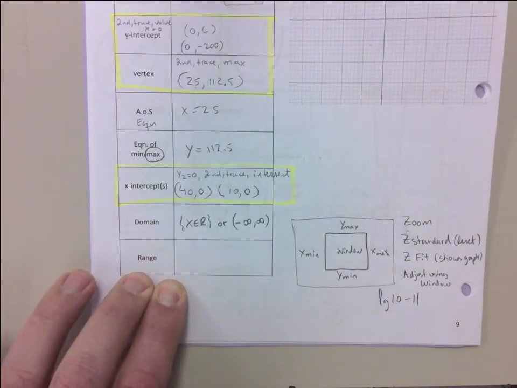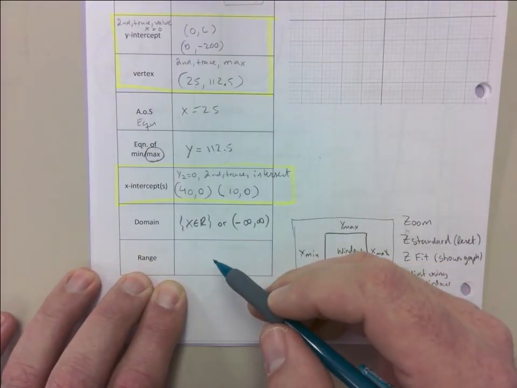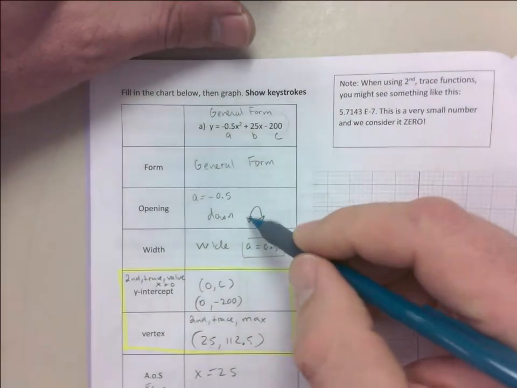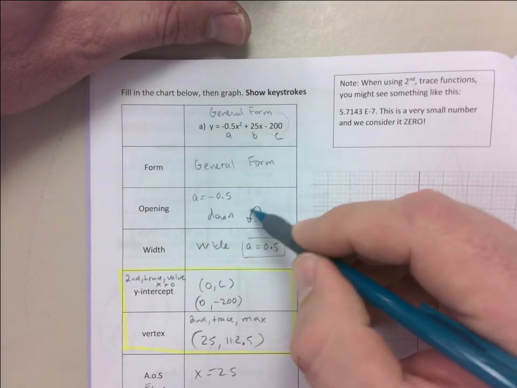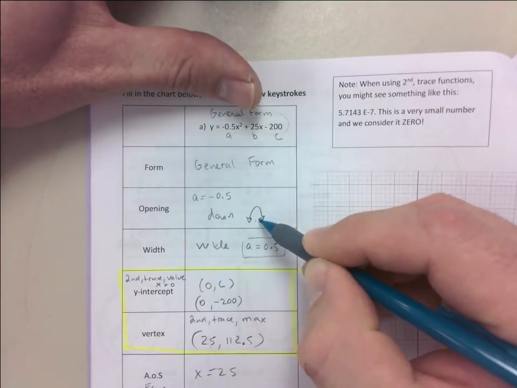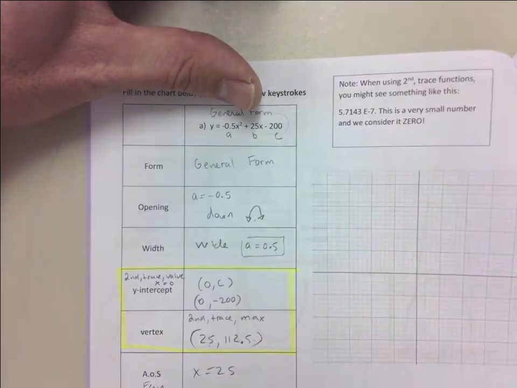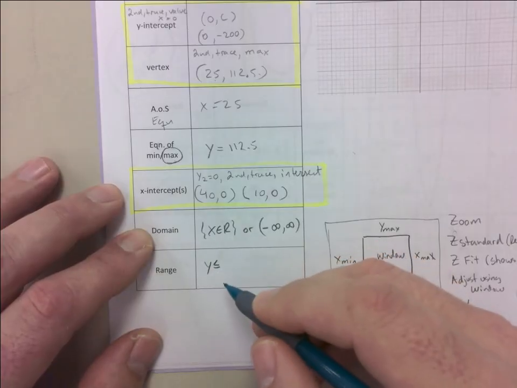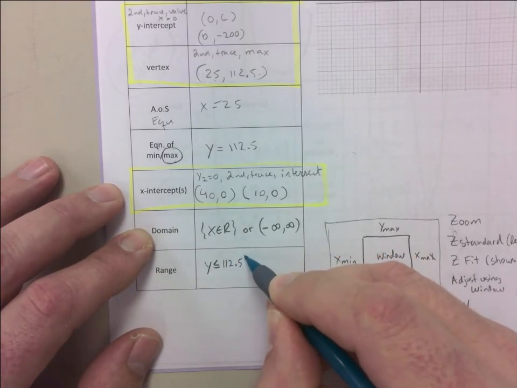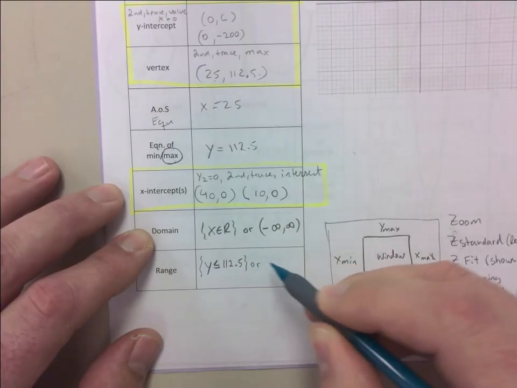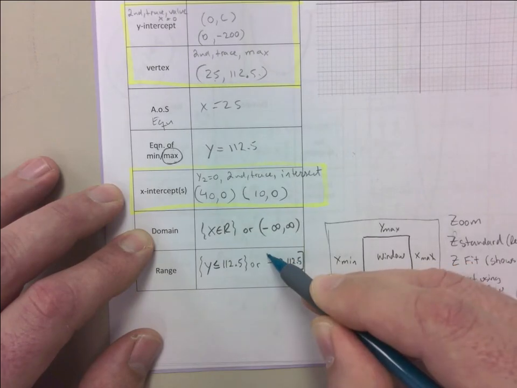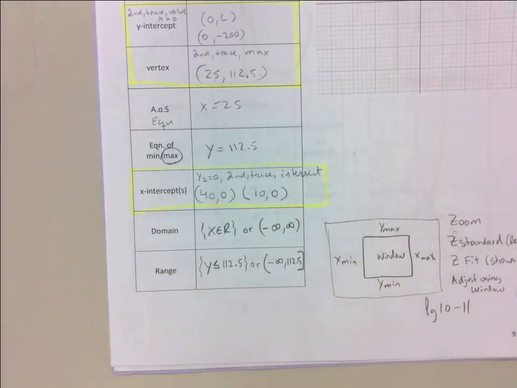Okay? For the range, which way is this graph going? We already determined it up here. It is going down because a is negative. So we know this is what we're expecting here. And we know the vertex. So this is going to be y is less than or equal to 112.5, like this, or negative infinity to 112.5. Square bracket, round bracket. Okay. Make sure you copy that down so when you flip through it, you can determine that.